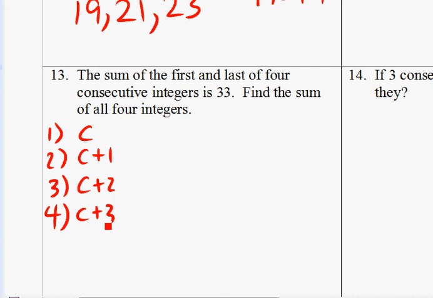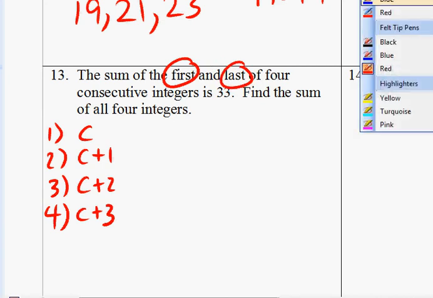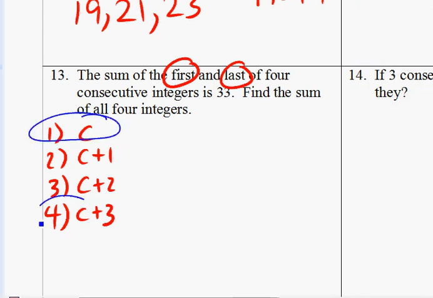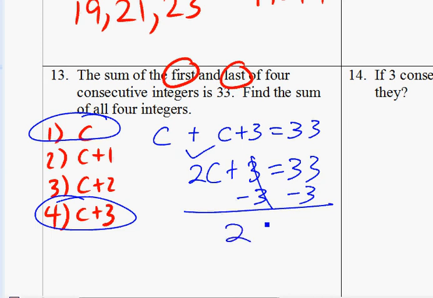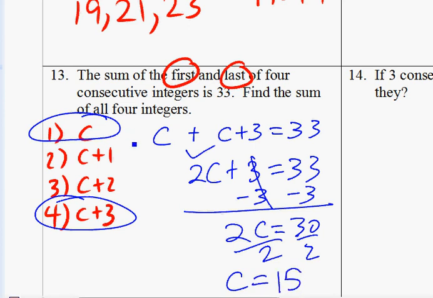Okay. Be careful with this one because it's not talking about the sum of all the numbers. It's talking about the sum of the first and the last of the 4 numbers. So we're not going to use every single number here. We're just going to use the first one and the last one. And the problem tells us to add both of them together. So it'll be C plus C plus 3 equals 33. Add up the C's, we get 2C plus 3 equals 33. Subtract 3 from both sides, we get 2C equals 30. Right? Divided by 2, C is therefore equal to 15.